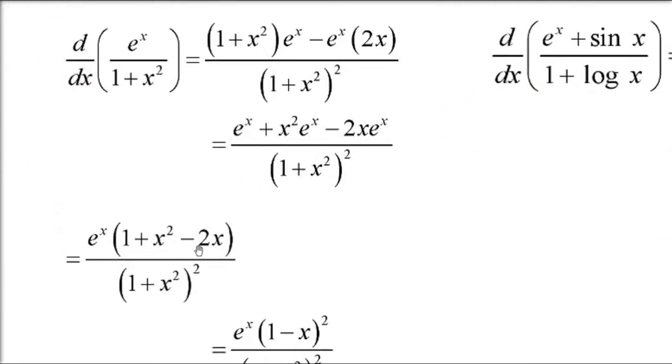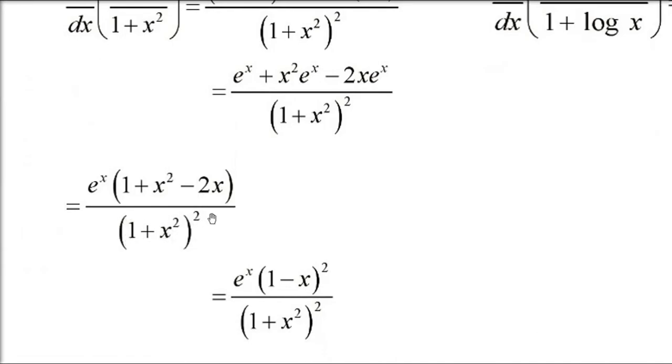Now you can take e^x common from here: (1 plus x² minus 2x) by (1 plus x²) whole squared. Now this 1 plus x² minus 2x is (1 minus x) whole squared. This is (1 minus x) whole squared. Because a² plus b² minus 2ab is (a minus b) whole squared.